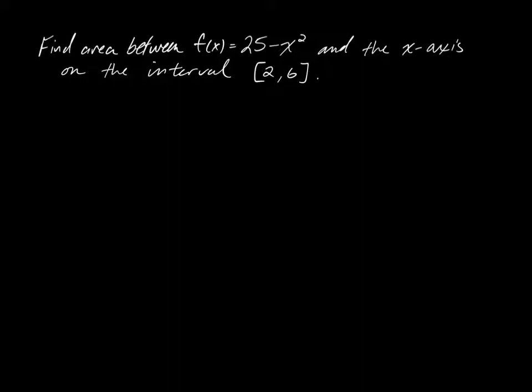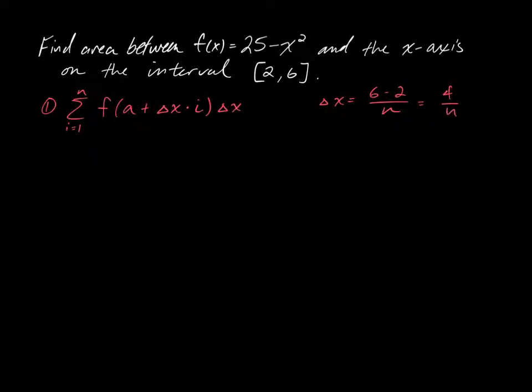So the first thing I like to do is set up a summation. So this is the summation that my students use, where delta x represents the width of each rectangle that we are trying to find. And you can find that delta x is just b minus a all over n, the number of rectangles. So in this case it'd be 4 over n, and a and b are just right here. There's a, there's b.